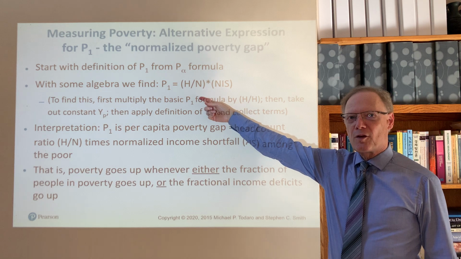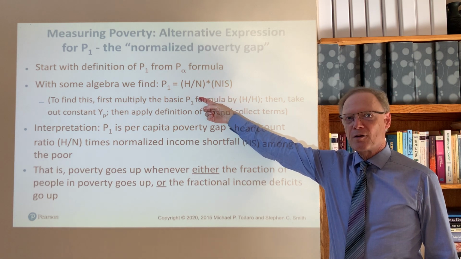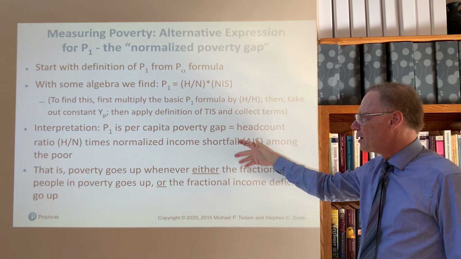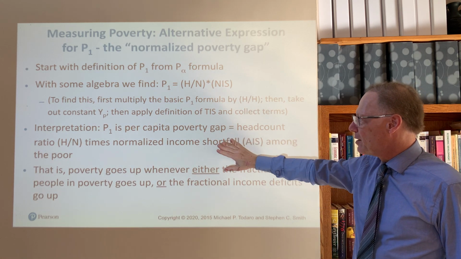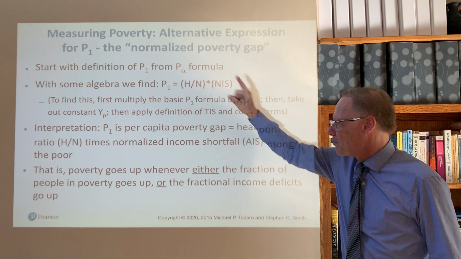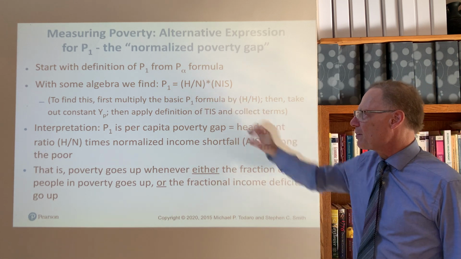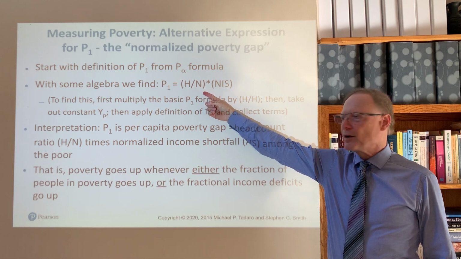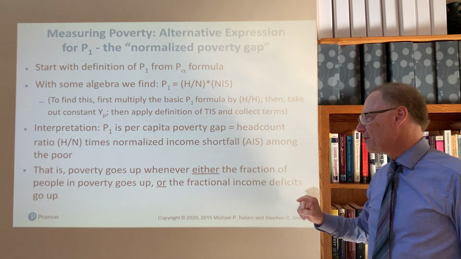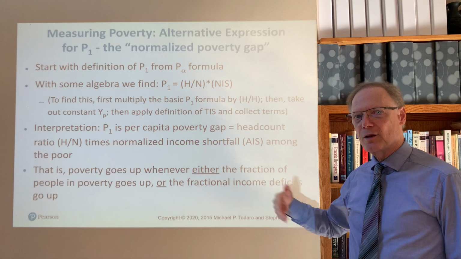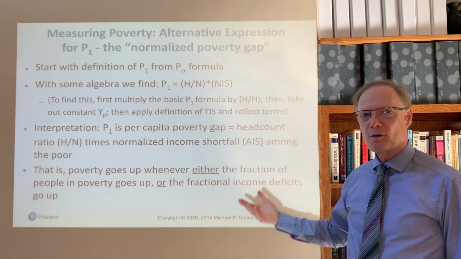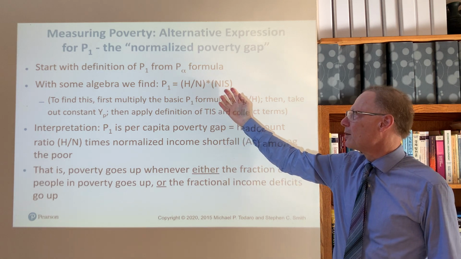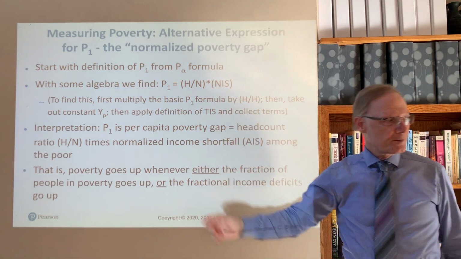you can see that this is also equal to the head count ratio, H over N, times the normalized income shortfall. The interpretation here is that poverty goes up whenever either of these goes up, whenever either the fraction of those living in poverty is greater or the normalized income shortfall, the fractional income deficits of people, go up. And here we can see that this gets at the monotonicity assumption.